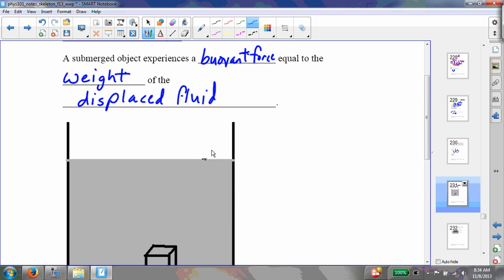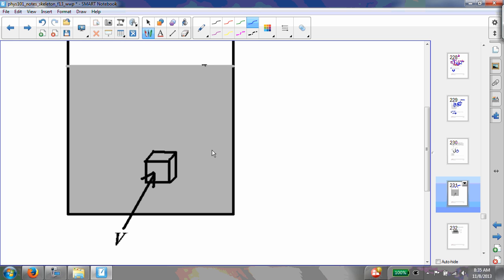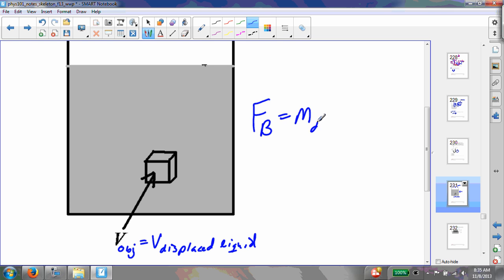So if I have an object that is submerged, it has a certain volume, and it displaces that volume of water. So the volume of our object is equal to the volume of the displaced liquid, water in this case. And the buoyant force is equal to the weight of that displaced fluid. So I could say then that our buoyant force is equal to the mass of the displaced fluid times g. That's what Archimedes' principle says in short.